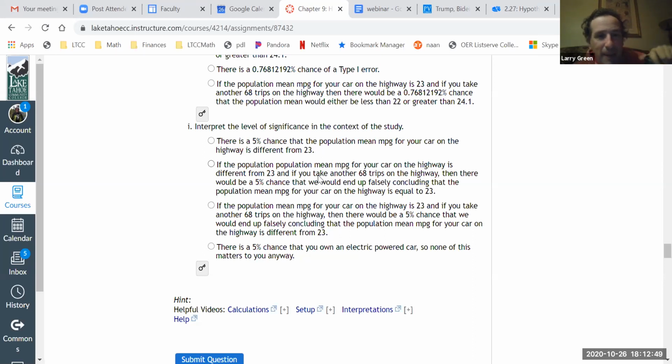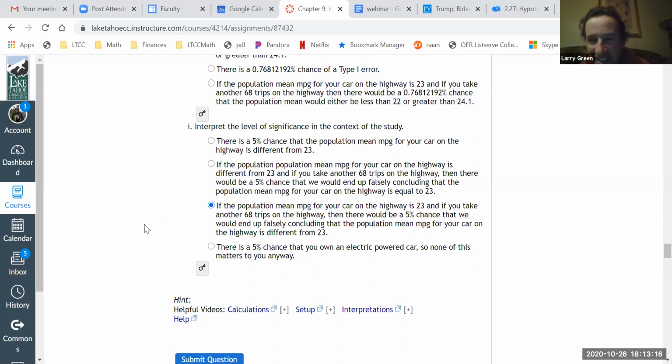Or if the population mean miles per gallon for your car on the highway is 23, and if you take another 68 trips on the highway, then there would be a 5% chance that we would end up falsely concluding the population mean miles per gallon on your car on the highway is different than 23. Or there's a 5% chance that you own an electric powered car. So none of this matters anyway. A, B, C, or D, which of the 4?